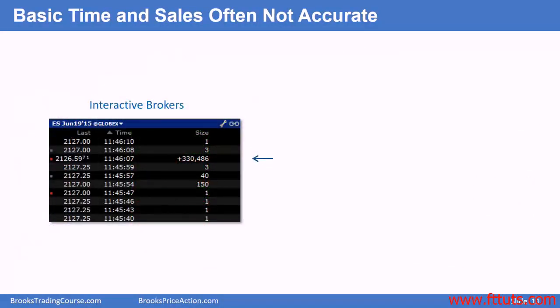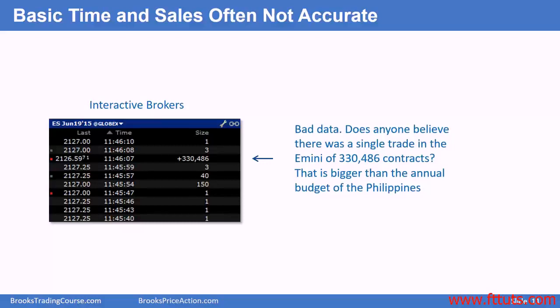Also, here's another problem. Every now and then you're looking at time and sales. Here's the E-mini contract. And look at this. Look at the size of this order. 330,000 contracts. And price didn't move at all. Maybe moved a fraction of a tick. So do you believe that someone actually placed an order that got filled with 330,000 contracts and the price did not move? No, of course not. It did not happen. You get data like that, that is clearly wrong, and you don't know what to do with it.